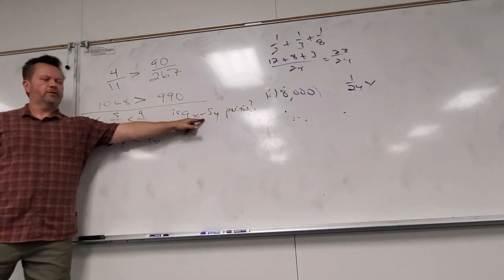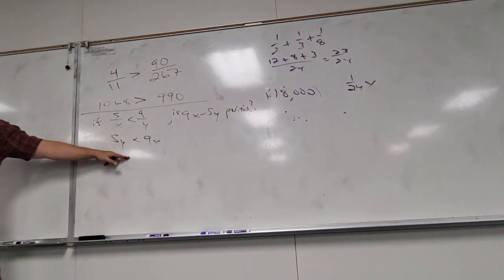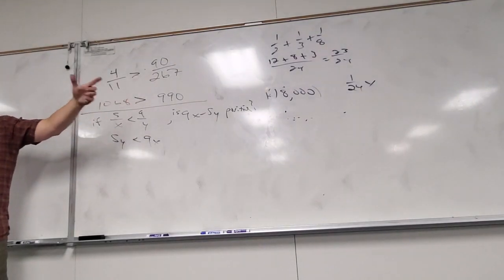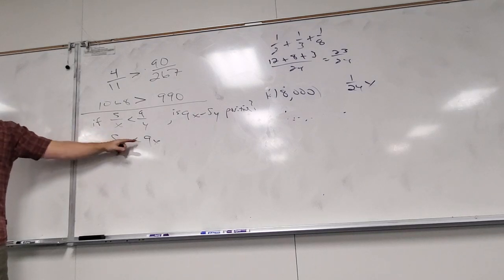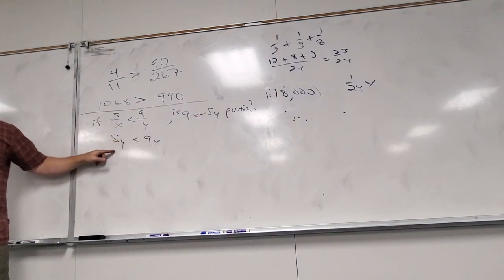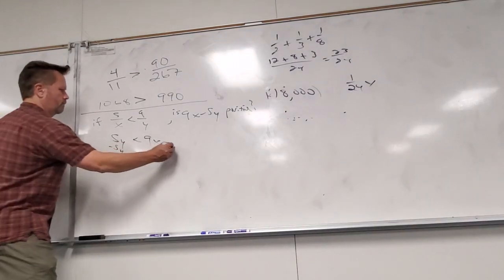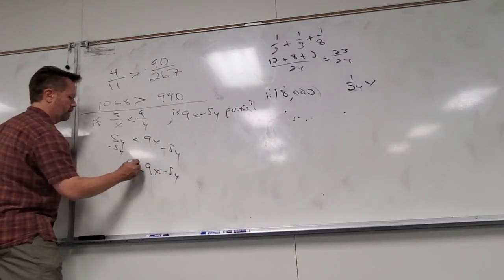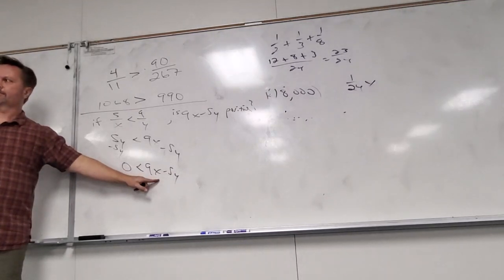I want to explore this number, right? How do I make that show up here? What do I do to both sides? I want 9x minus 5y to show up, so I know something about it. How do I make 9x minus 5y show up? What do I do to both sides? Minus 5y. So I get 0 is less than 9x minus 5y. If 0 is less than that, what kind of number is this?